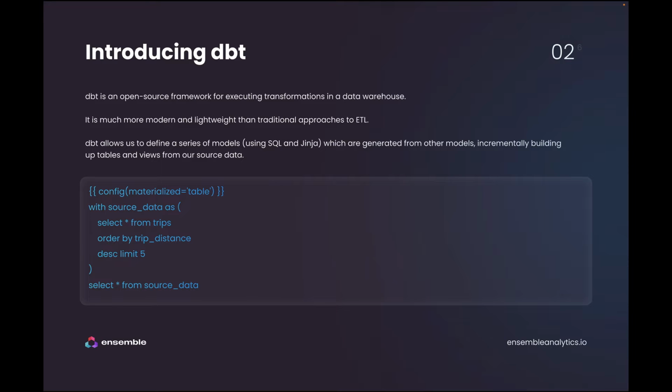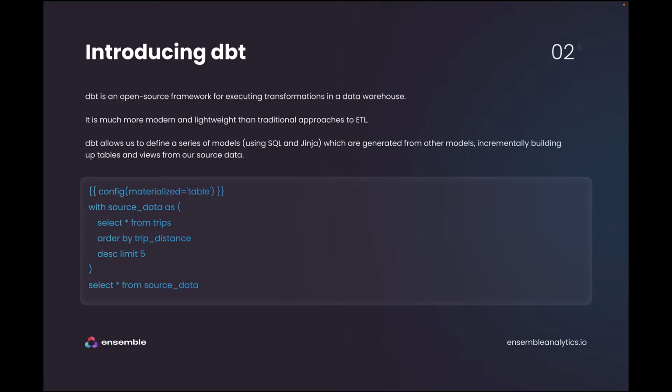dbt is based on the idea of models. So if you imagine we have our source data, and what we want to do is define a series of models off the back of that source data. And those models can be chained together. So for instance here, imagine we have a table called trips, which is our raw and unprocessed source data. In the example at the bottom here, what we're doing is creating a model which we are materializing as a table. And we're defining that model in terms of a SQL statement.